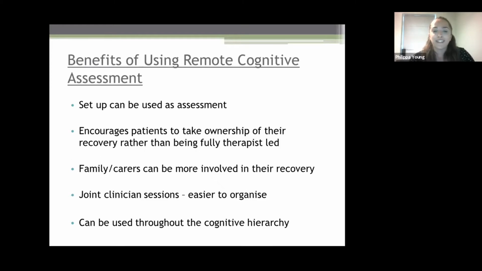It's also noted that patients can sometimes feel like there's less pressure put on them to perform, and in some cases it feels that they're not being watched over as directly if it's via video. And as you'll see a bit later on in the presentation, there are ways of using remote technology to assess all areas throughout the cognitive hierarchy.